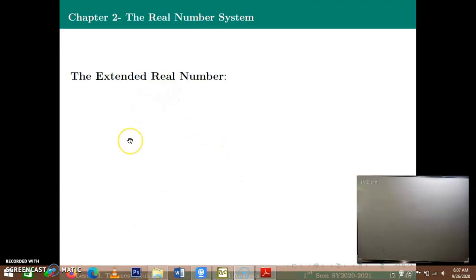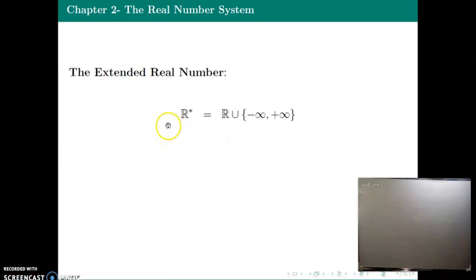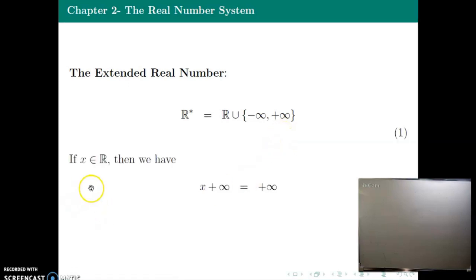Okay, let's have the extended real number. This is the set of extended real numbers, which is the union of the set of real numbers and the set with elements negative infinity and positive infinity. Now we have here some properties of extended real numbers.